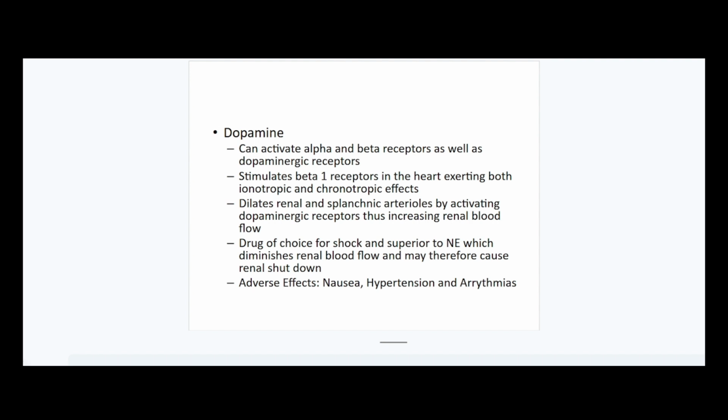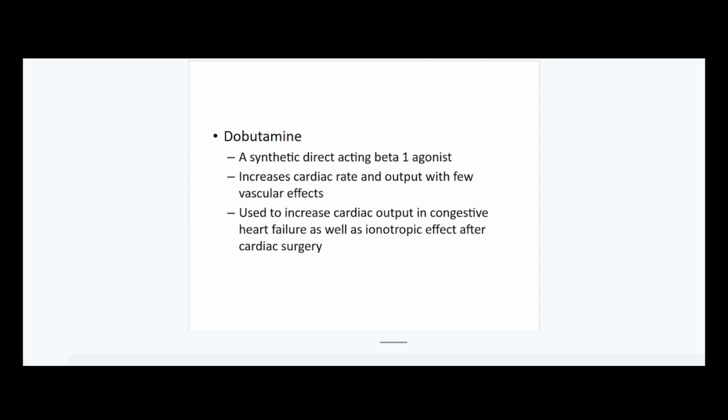has serious side effects. We also have dopamine, which can activate alpha and beta receptors as well as dopaminergic receptors. So this one has negligible effects, but it is worth looking at the dopaminergic receptors and how they influence sympathetic response. So you can look at the slide and look at some of the details there. Now we have dobutamine, which is also synthetically produced. It acts as a beta 1 agonist. It increases cardiac rate and cardiac output, and it is used for congestive heart failure.